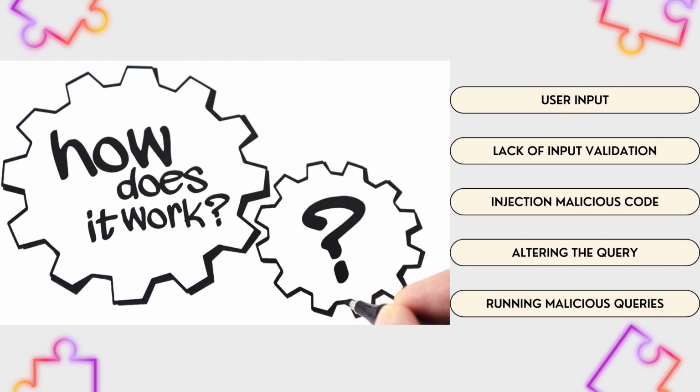The first point is user input. Web applications often take user input through forms or URL parameters, which are used to construct SQL queries to interact with the database. For example, a login form may ask for a username and password. Secondly, lack of input validation. Insecure web applications may fail to validate or sanitize the user input properly. So instead of validating the input, they directly incorporate the user's supplied data into the SQL query.